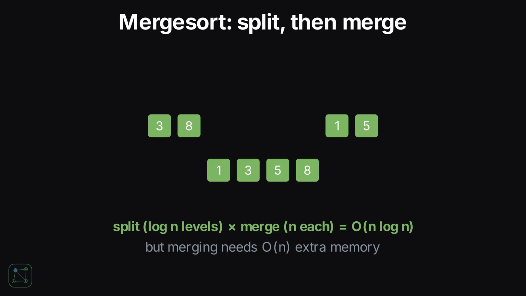Splitting gives log n levels. Each level merges a total of n elements. Again, n times log n, but notice, merging needs somewhere to put the combined list, so Mergesort uses extra memory, O of n scratch space. That cost buys it something valuable, as we'll see.